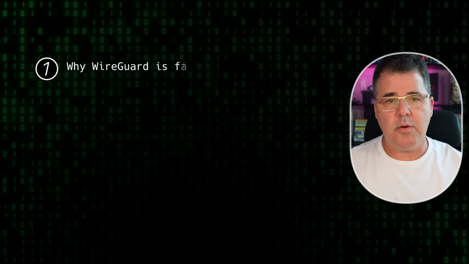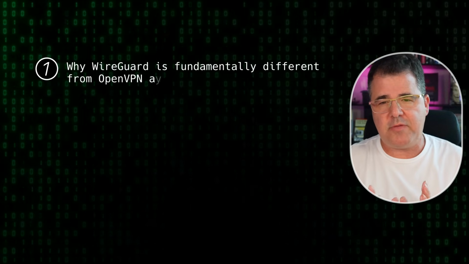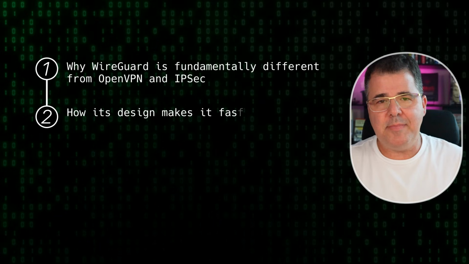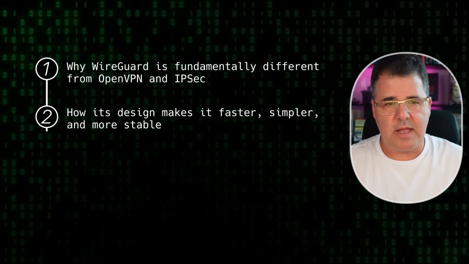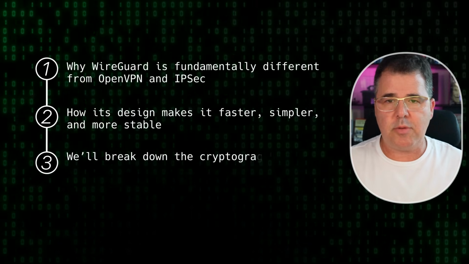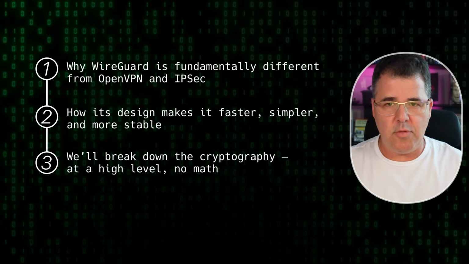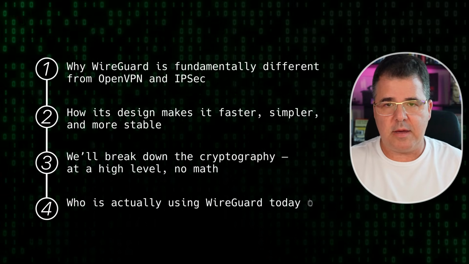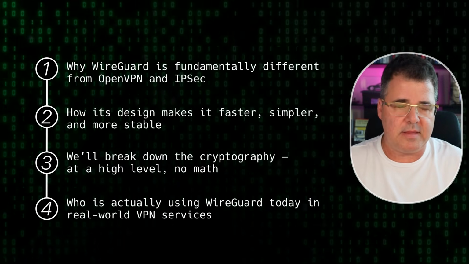So here is the agenda for this video. First, why WireGuard is fundamentally different from OpenVPN and IPsec. Then how its design makes it faster, simpler, and more stable. And we will break down the cryptography at a high level, no math. So don't be worried. And finally, who is actually using WireGuard today in real-world VPN services? If you understand these parts, you will understand why WireGuard matters, even if you never touch a terminal.